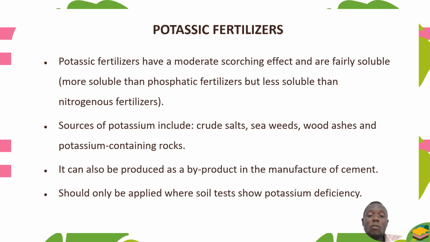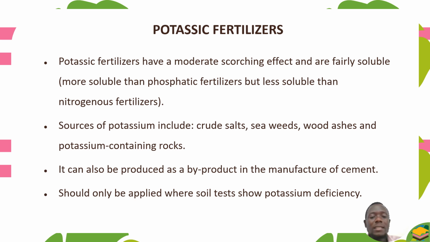When we talk of fairly soluble, it means they are more soluble than phosphatic fertilizers, but less soluble than nitrogenous fertilizers. Nitrogenous fertilizers are the most soluble. Then what follows is potassic fertilizers. Then the last one is phosphatic fertilizers.